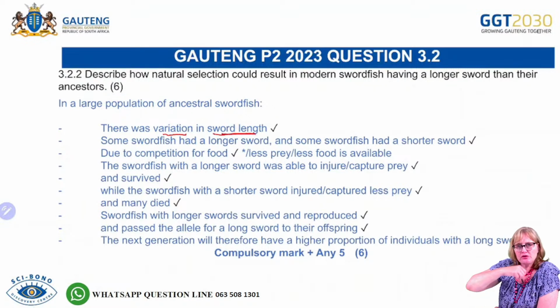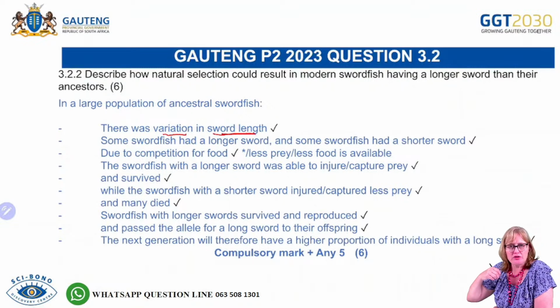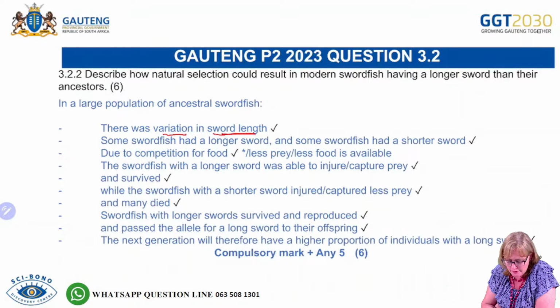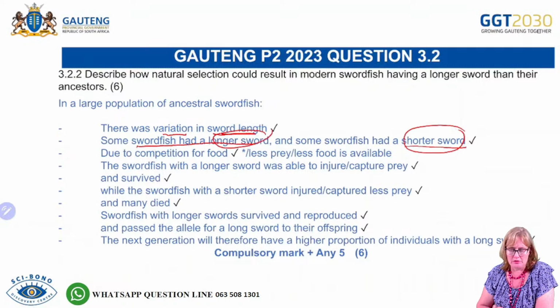Then we have to talk about the favorable and the unfavorable characteristics. But you can't say some are favorable and some are unfavorable. You now have to say what is favorable and what is not. Favorable is the long one, isn't it? Because that's where you can kill the prey. So some had a longer sword, and some had a shorter sword. So that's your unfavorable and that's your favorable. Then you must say what happens to the unfavorable and what happens to the favorable one.